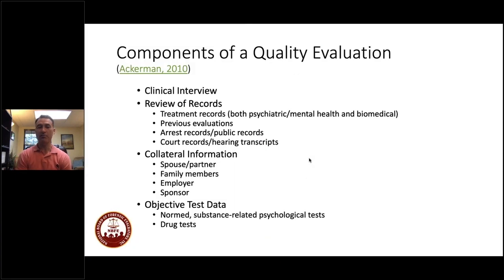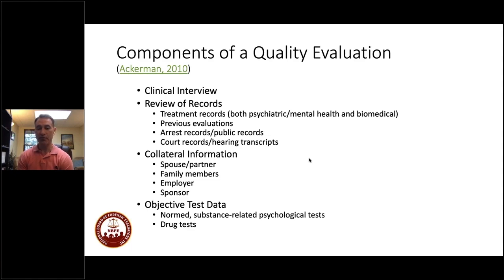So on that note, what are the components of a quality evaluation? Again, we'll reference Ackerman because he is one of the most world-renowned figures on forensic evaluation. He proposes that there are 4 primary sources of information, including the clinical interview. I do think that is the most important data source, but certainly never sufficient by itself. Second, a review of records. This can include treatment records, both psychiatric or mental health related and substance abuse related, but also biomedical records, like records from a physician, for example, or a hospital.